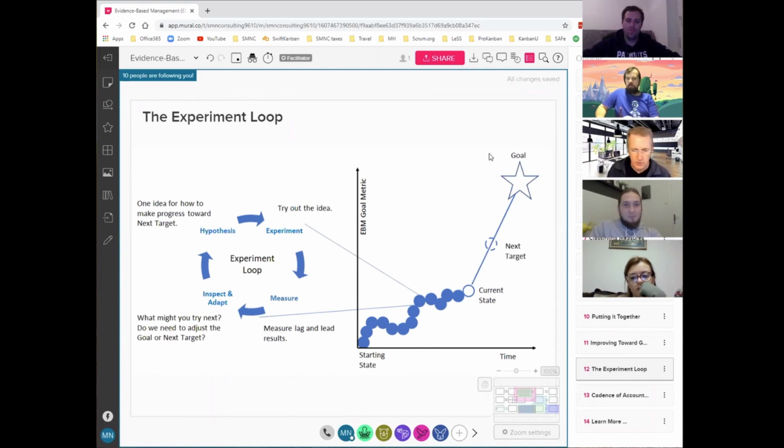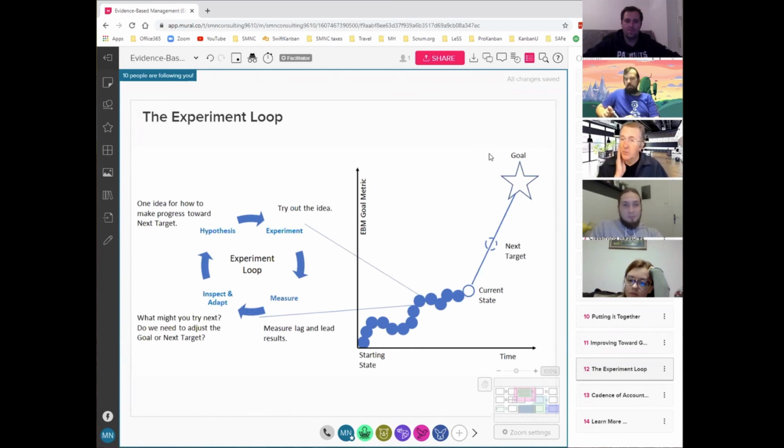OKRs, yes, I see OKRs as a question. OKRs are an outstanding way to talk about the goal and the lagging and leading indicators. And it's totally compatible with evidence-based management. So OKRs is a very common approach for describing the goals and identifying leading indicators. But there are other models too.